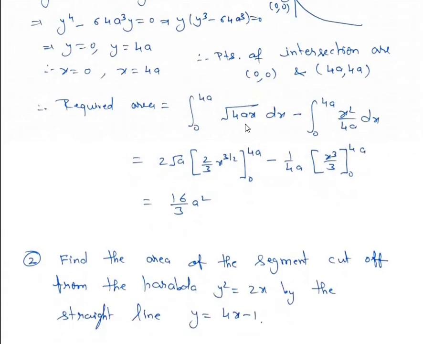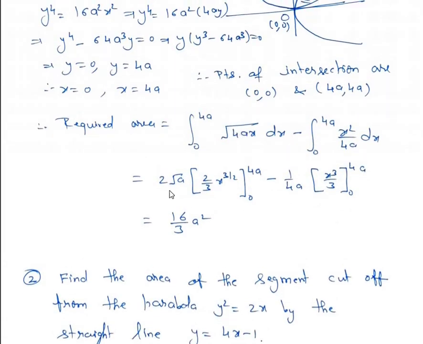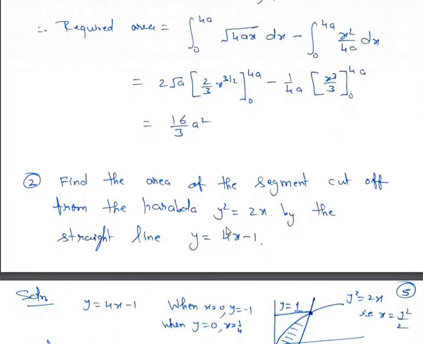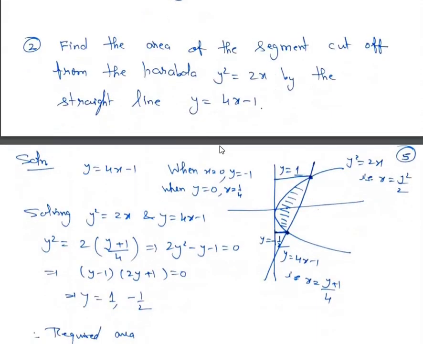Now integrate, take root 4a outside the integral. So there we have 2 root a. Integration of root x is 2 upon 3 x to the power 3 upon 2, limits from 0 to 4a, minus 1 upon 4a. Integration of x squared is x cube upon 3, limits from 0 to 4a. So put the limits and we will get the area between these two parabolas as 16 upon 3 into a square.